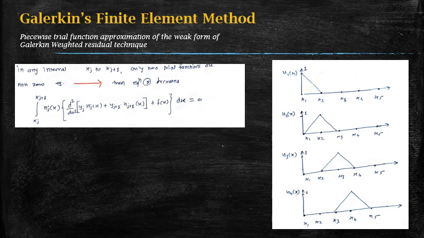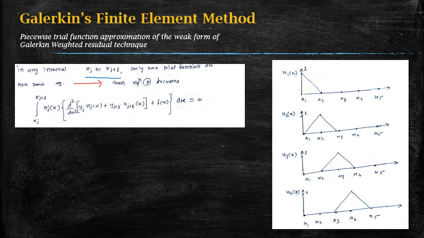As you see, in any interval from xj to xj plus 1, only two trial functions are active. Active means non-zero. Therefore, we can rewrite our previous equation like this: the integral within the limits xj to xj plus 1, which is the domain interval under consideration, of nj of x into d2y by dx square of yj nj of x plus yj plus 1 nj plus 1 of x, plus f of x, dx is equal to 0.